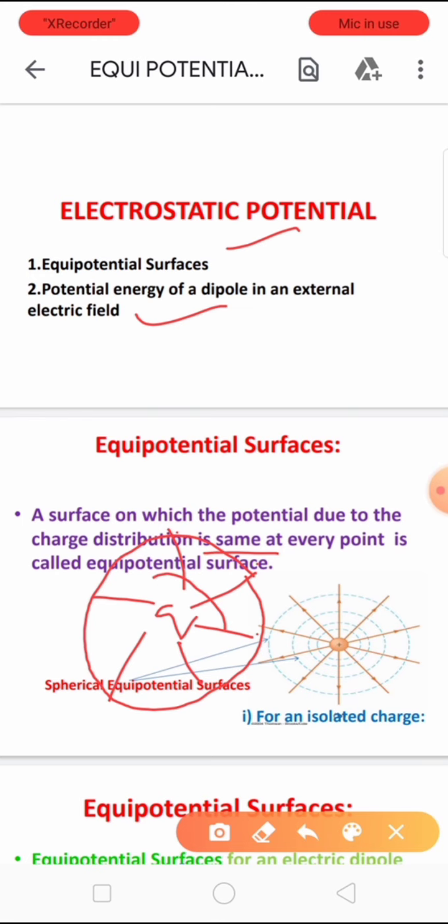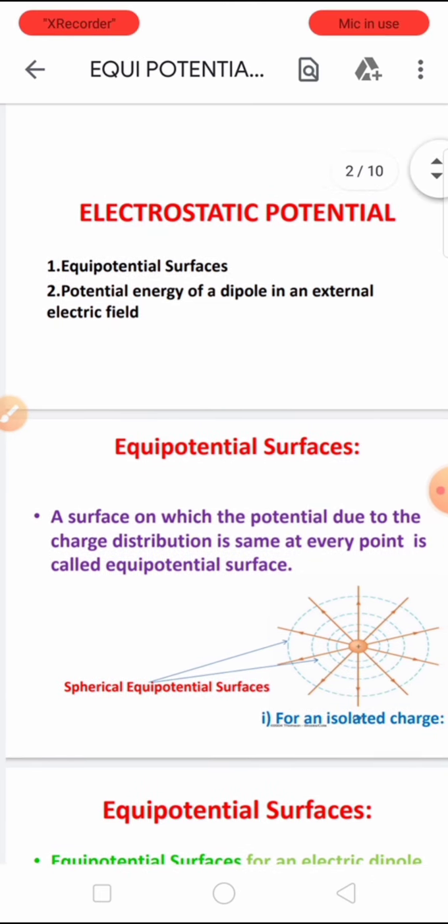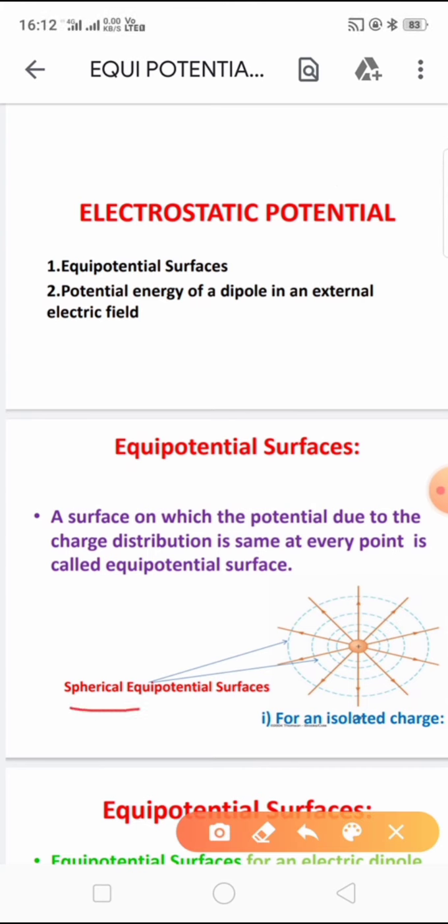We can draw another surface here also. The potential is constant. Thus, due to an isolated charge, it may be positive or negative, equipotential surfaces are spherical. You can draw so many spheres on which potential remains constant. Thus, due to an isolated charge, the equipotential surfaces are spherical. It is shown here, spherical equipotential surface due to an isolated charge.